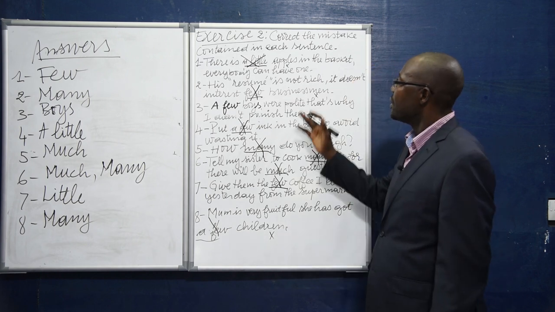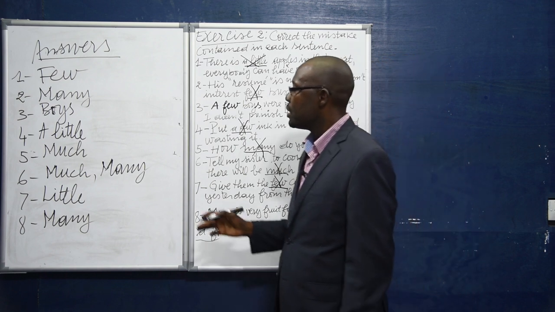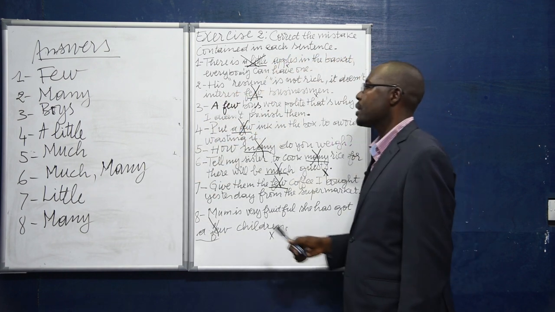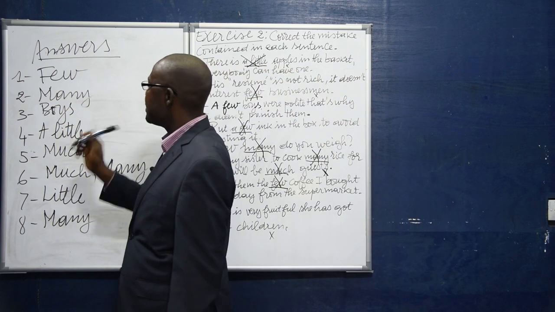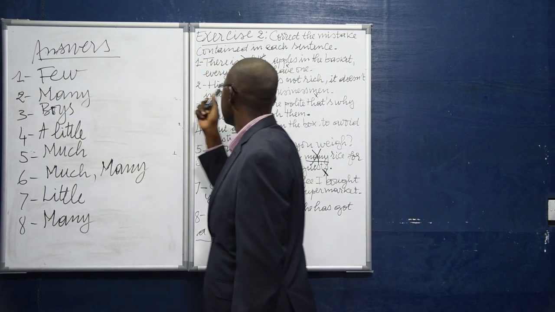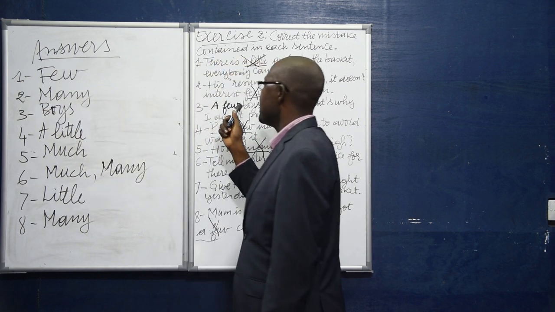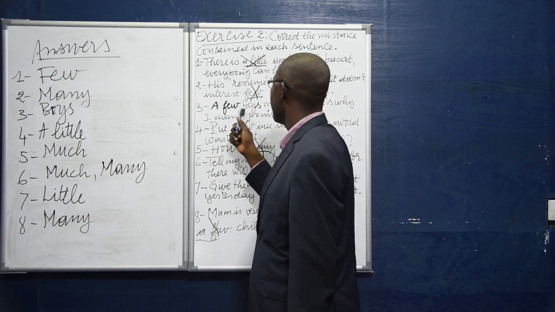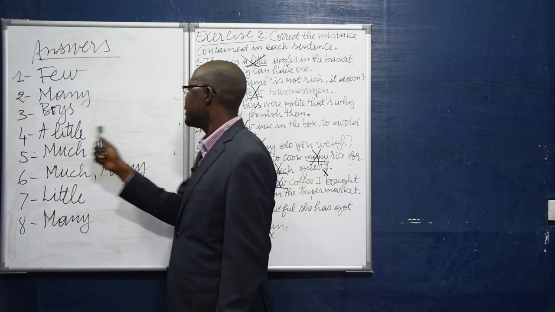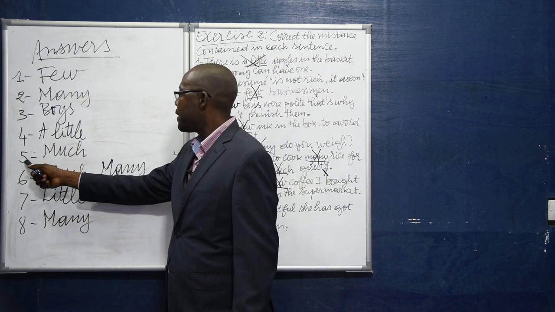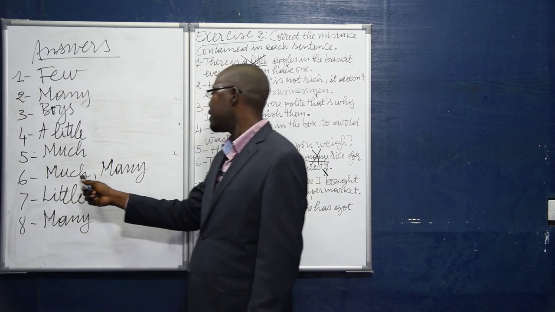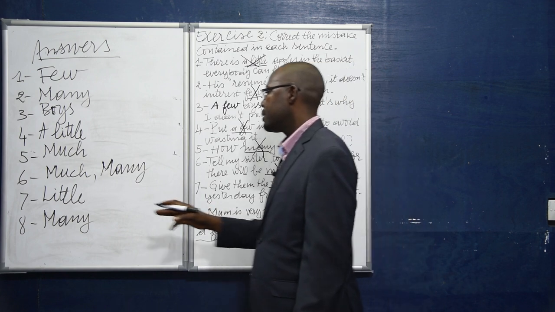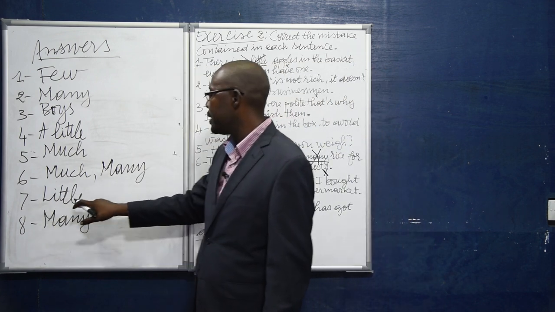Okay, so this is the correction. For time saving, instead of writing all this, you can write as simple as you can see. One is few. Two is many. Three is boys. Four, a little. Five, much. Six, much and many, because here we have two mistakes. And number seven, we have little.